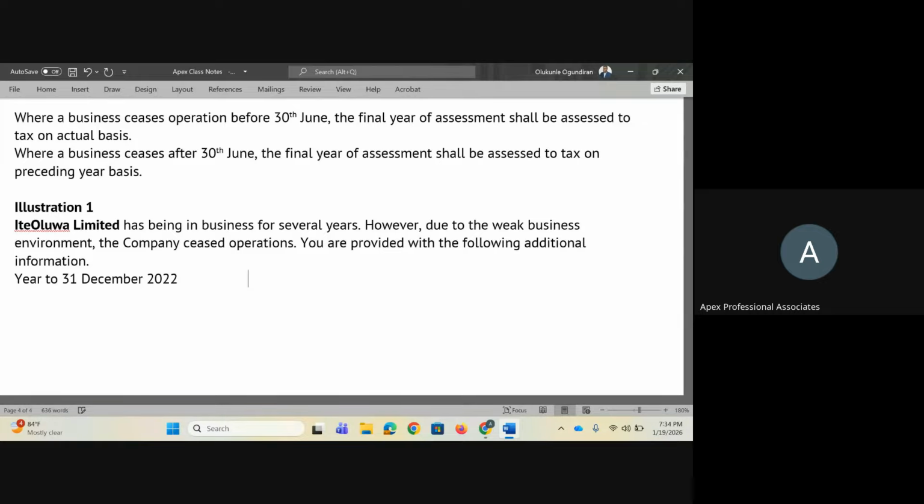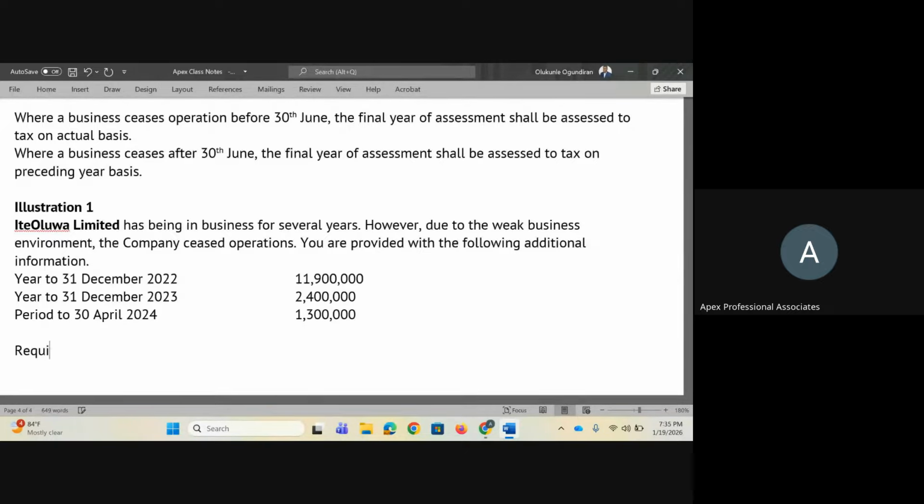2022, 11.9 million. Year to 31 December 2023, 2.4 million. Then period to 30th of April 2024, 2.3 million. Oh, no, 1.3 million.